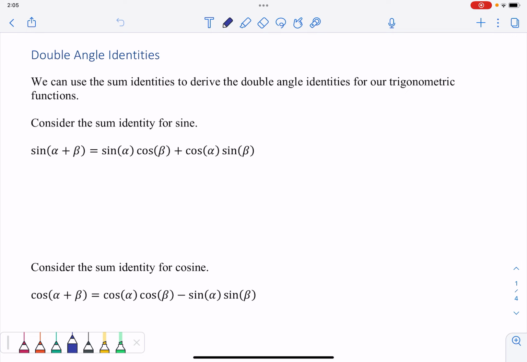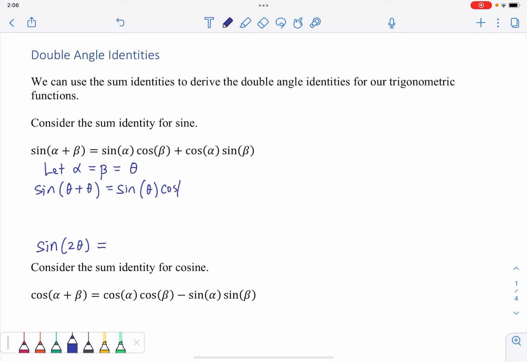Well, for the double angle formula, we want something at the end to say sine of 2 theta, so a doubled angle at the end. So that's our goal. What I'm going to do is let alpha and beta both equal some angle theta. And if that is the case, then what do we get? Well, we get sine of theta plus theta. And then again, we're just replacing all angles with theta. So I get sine of theta, cosine theta, plus cosine theta, sine theta.